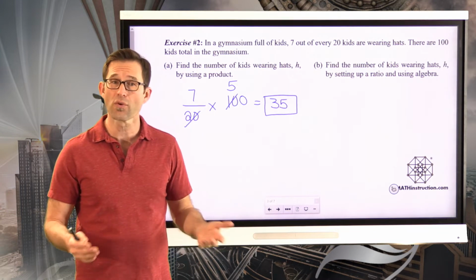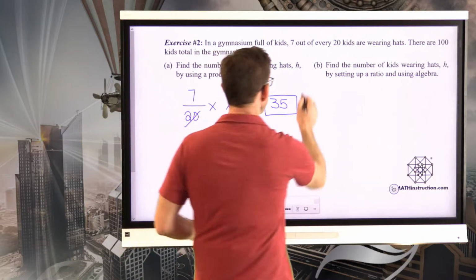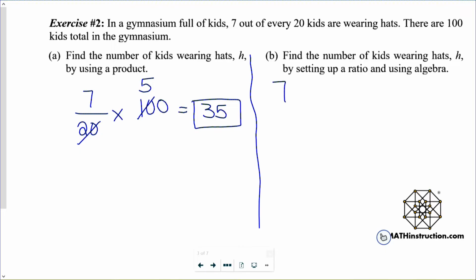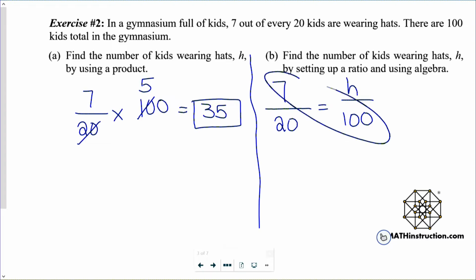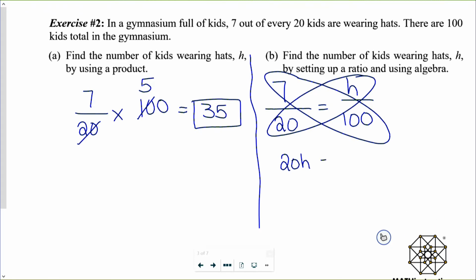Now, I can also do this with a ratio, right? The way I do it with a ratio is I can say, all right, well, 7 is to 20 as the number of people wearing hats is to 100. I could now cross multiply. All right, 20 times h is just 20h. And of course, 7 times 100 is 700. I now divide both sides by 20. And what I would find is that 700 divided by 20 is 35.